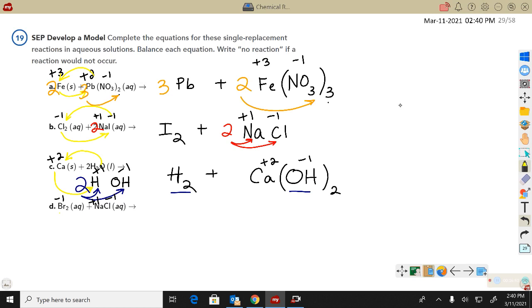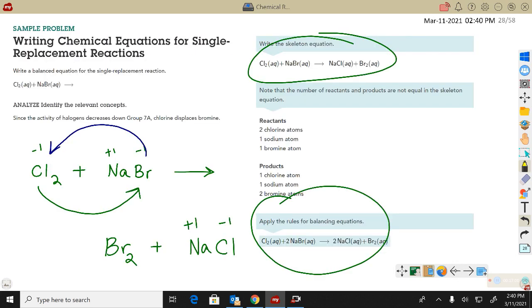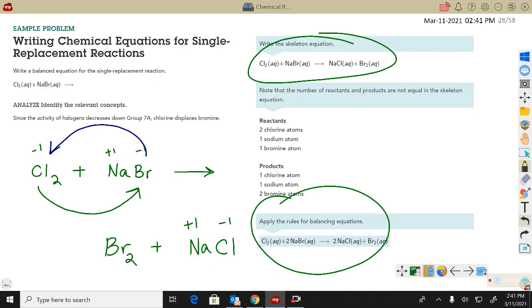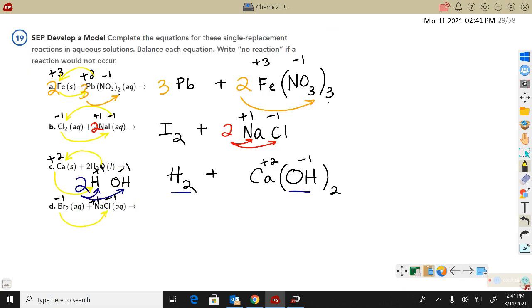If my single element is negative, it would like to switch with the other negative. Can bromine switch with chlorine? In other words, bromine needs to be more reactive than chlorine. But it is not. Bromine is less reactive. It's lower on this chart. So here's something that is just not going to work.